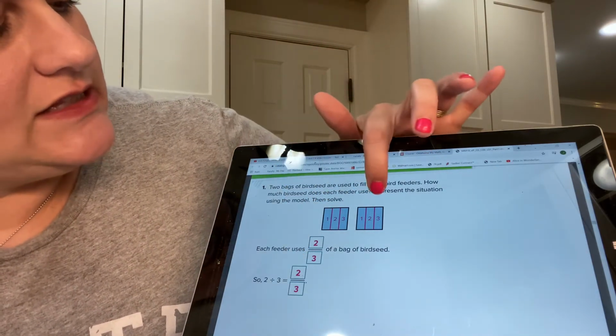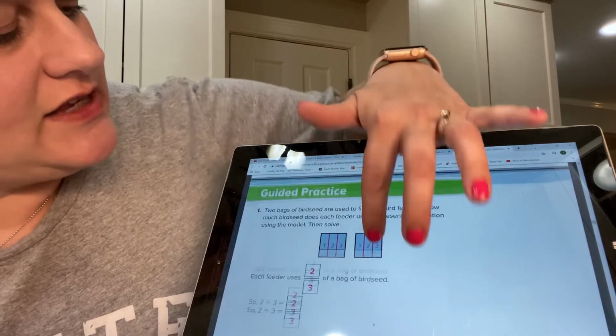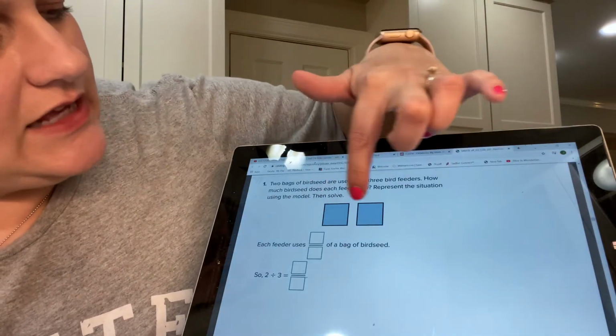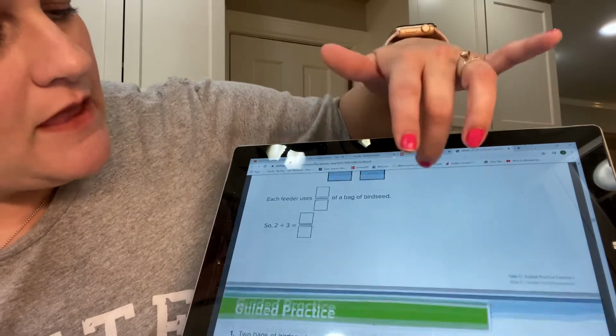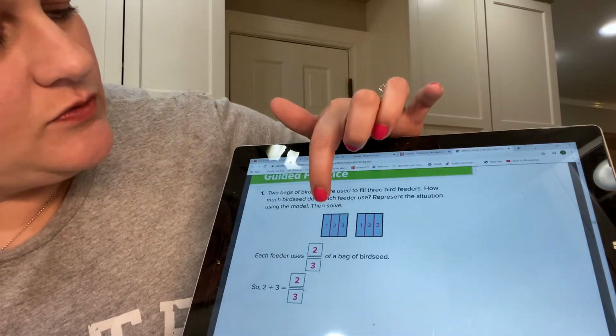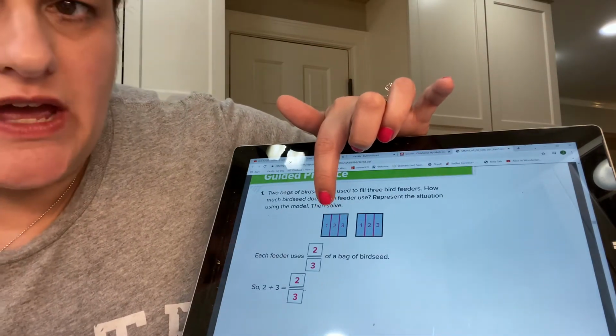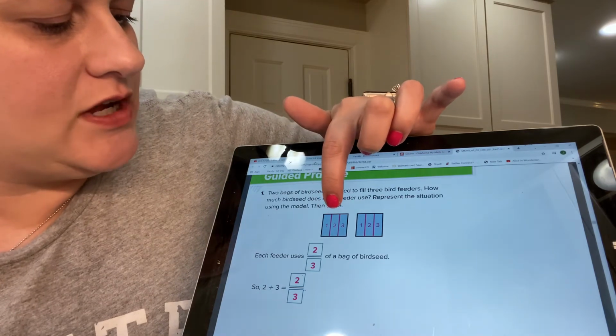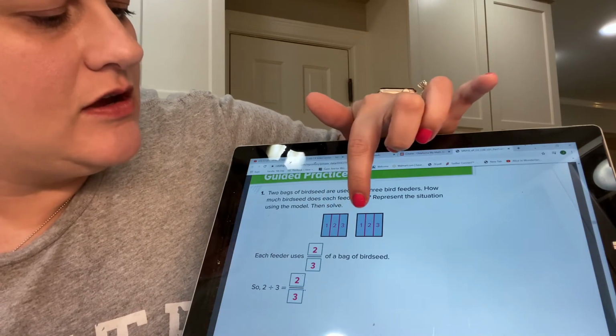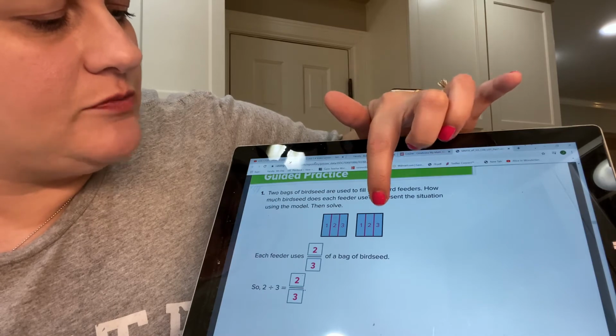And here you can see, so you can draw these in. See how it has these here for you to draw them in. So you would draw them in like this, where this first bag would be divided by bird feeder 1, bird feeder 2, bird feeder 3.